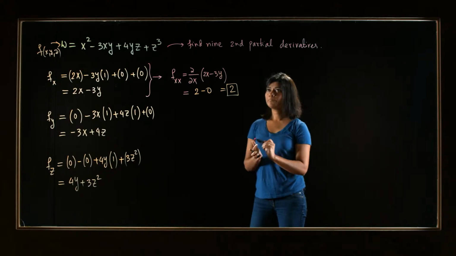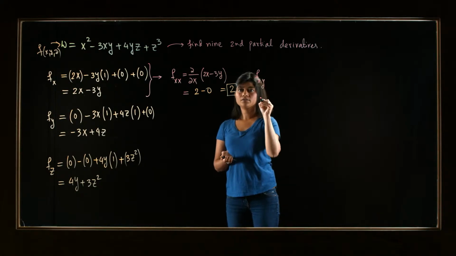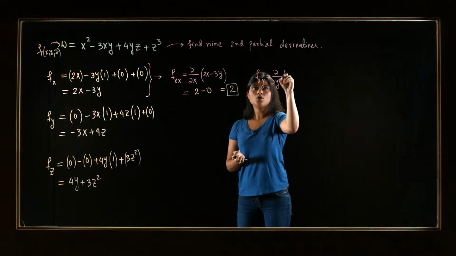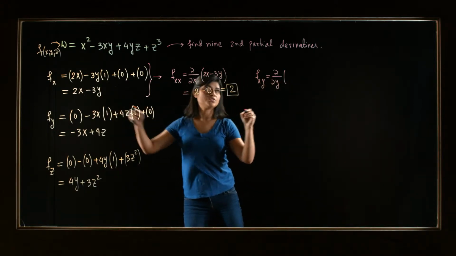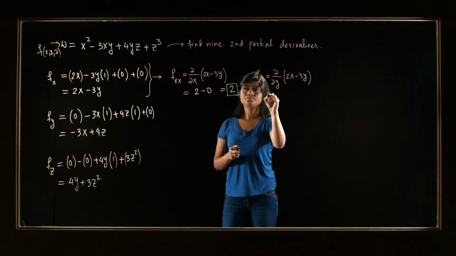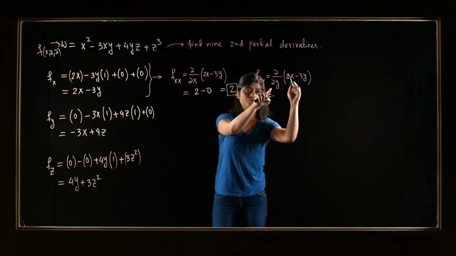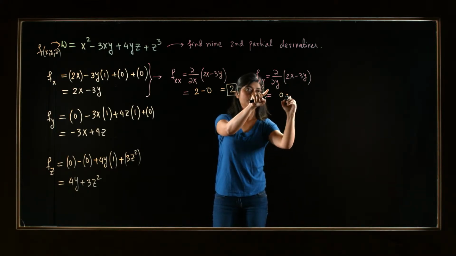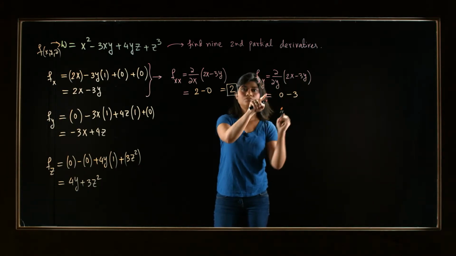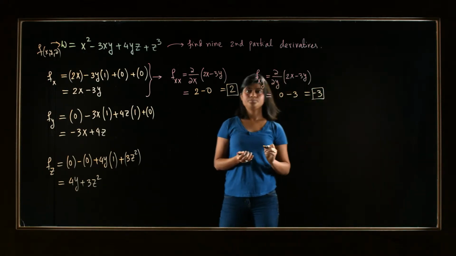Now let's compute fxy, which is the partial with respect to y of 2x minus 3y. So now with respect to y, x is constant, so for the first term, the derivative is 0. Second term has a y, so the derivative is just negative 3. So this value is negative 3.